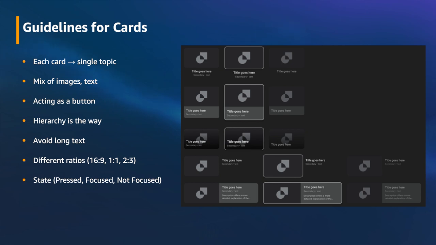You can have a hierarchical level of text, like title or description, and then a background. You can use a photo. You can use icon as well. Avoid long text because the user doesn't want to actually consume your content, doesn't want to read.